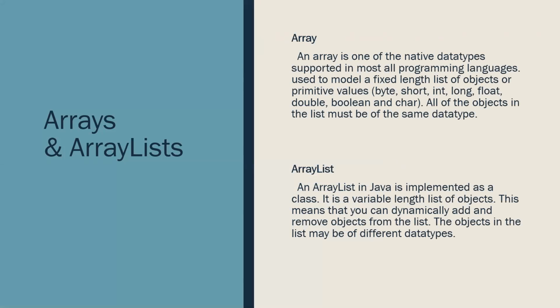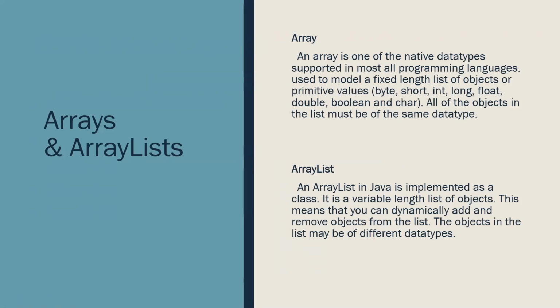Now let's talk about arrays and array lists and what they are. An array is one of the native data types supported in almost all programming languages, used to model a fixed length list of objects or primitive values. This can be byte, short, int, long, float, double, boolean, and char. All of the objects in the list must be of the same data type.